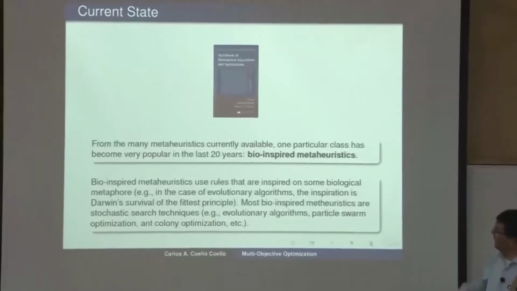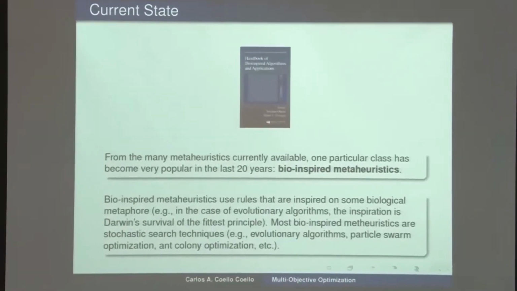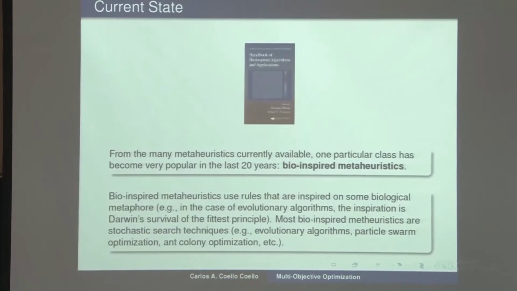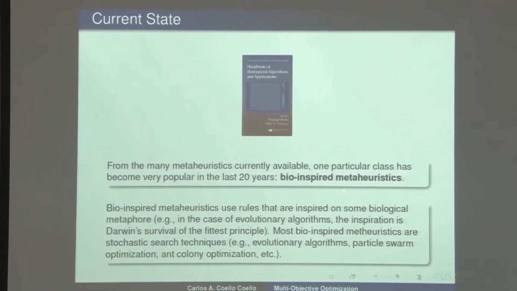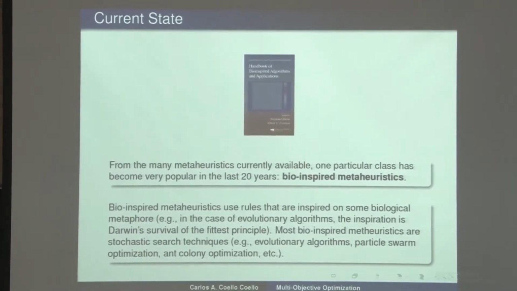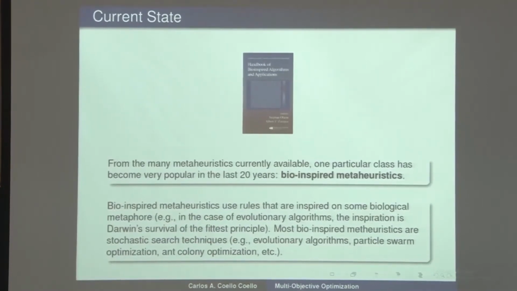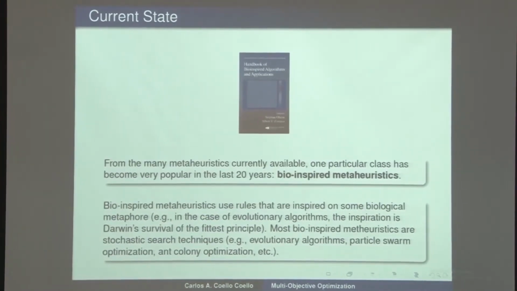So from the many metaheuristics that are currently available, the class that has become very popular in the last 20 years is the so-called bio-inspired metaheuristics. And they are supposed to be inspired on some biological metaphor. For example, evolutionary algorithms. The inspiration is Darwin's survival of the fittest principle, which you are well aware of. Most of these algorithms are stochastic because they use a probabilistic selection function.